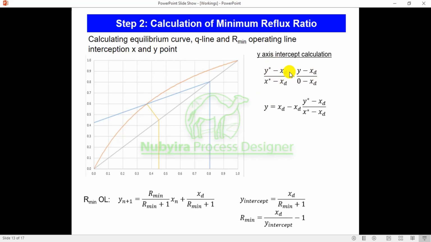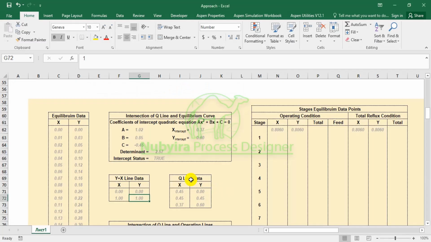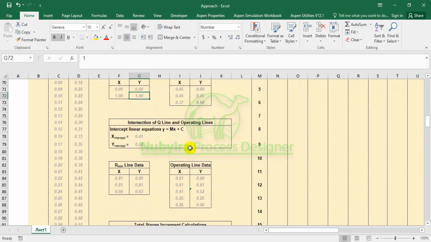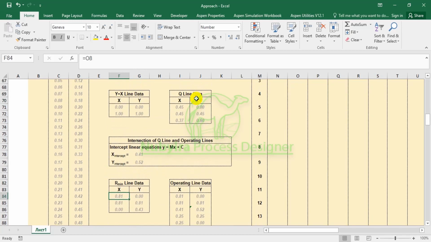Then we just solve for this equation. Since we know the y star and the x star, we just solve for this equation. We're able to get y equal to the expression with y star minus xd, x star minus xd, and this is the equation that we have for this Underwood plot here.